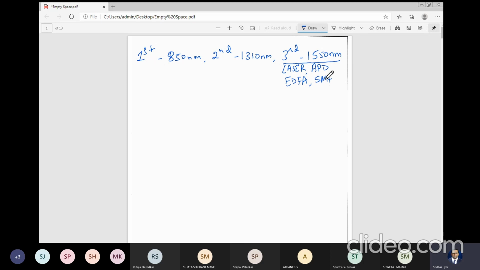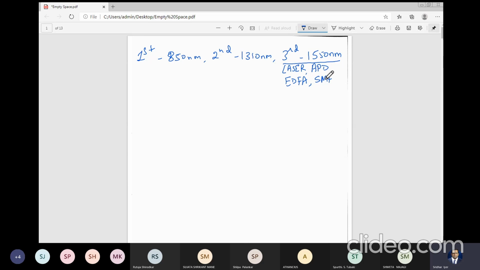I had also specified the difference between the two. We'll be doing that in today's lecture as well. A multi-mode fiber is used for short distances, like an office environment, whereas a single mode fiber is used for long distances, let's say 3000, 5000 kilometers or so.